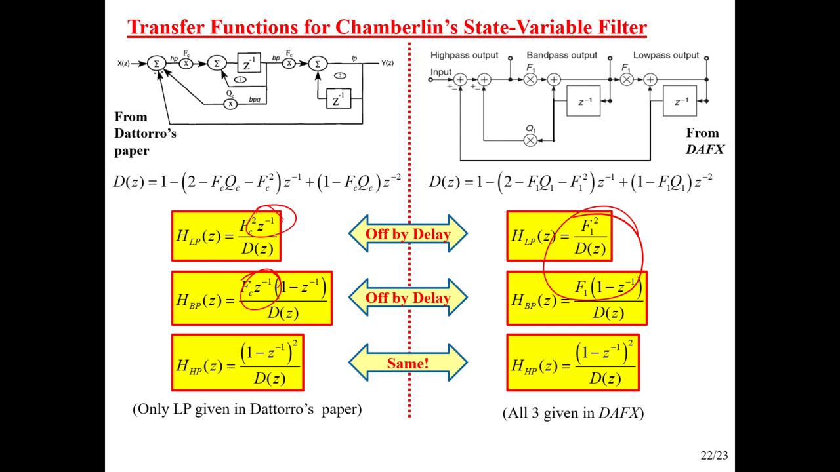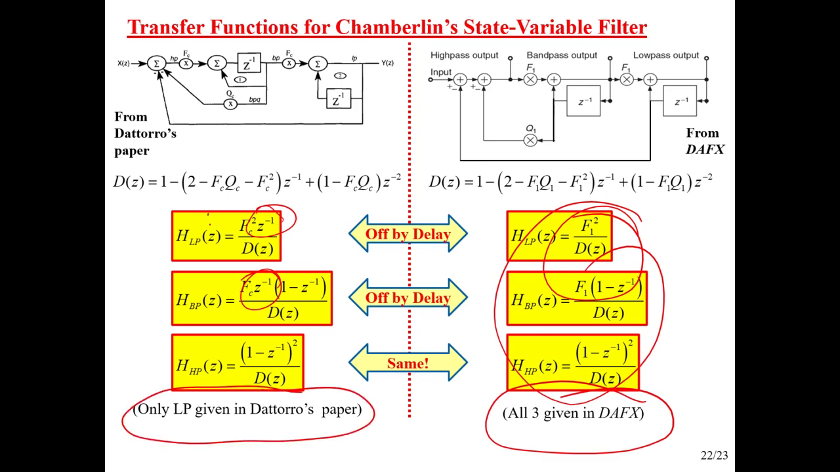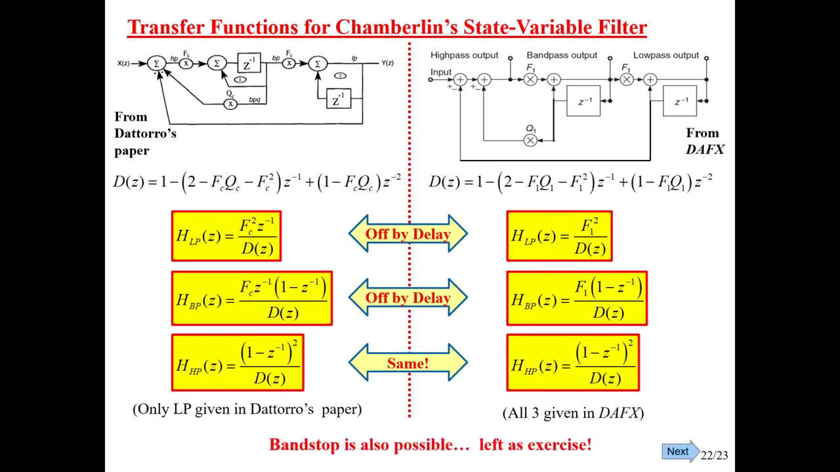Now, all three of these transfer functions are given in the DAFX book. If you go to DeToro's paper, I think he only shows the low pass, and so I worked out the other two on my own. So I'll leave it to you, if you want the band stop, to figure out how to get it in either of the two forms that you end up using.